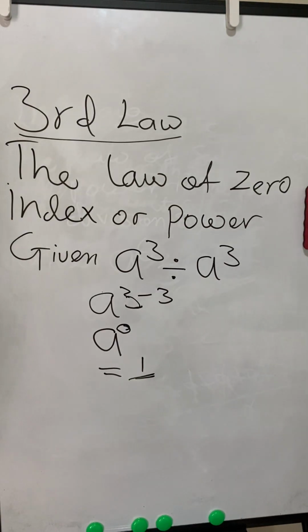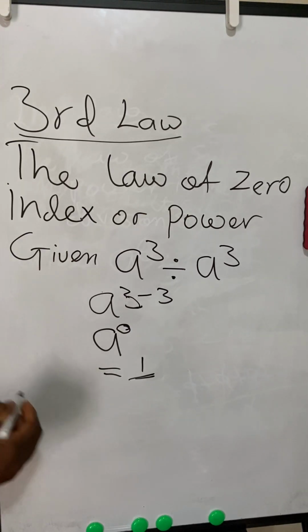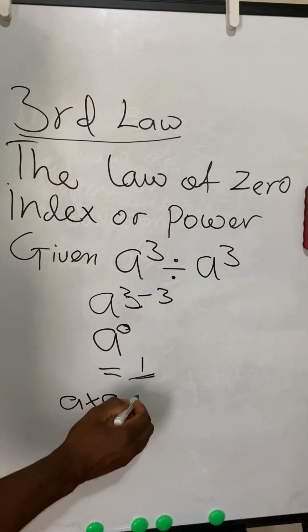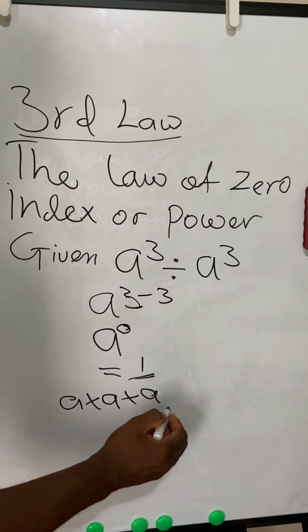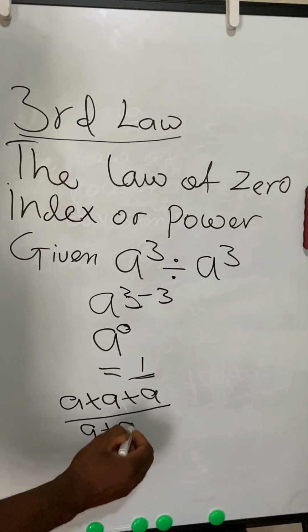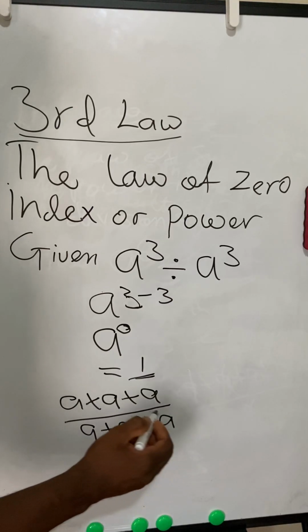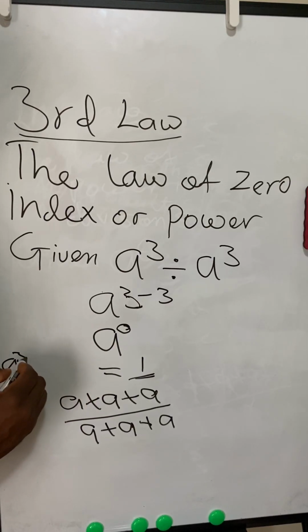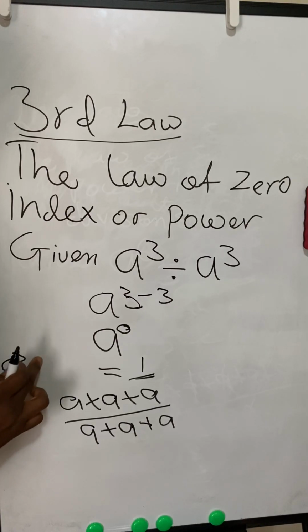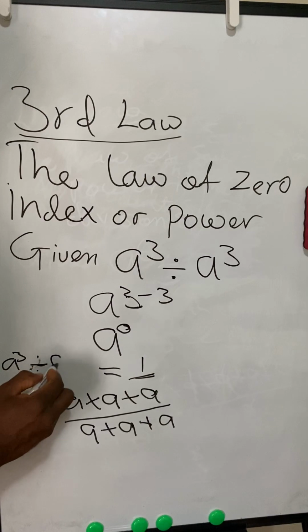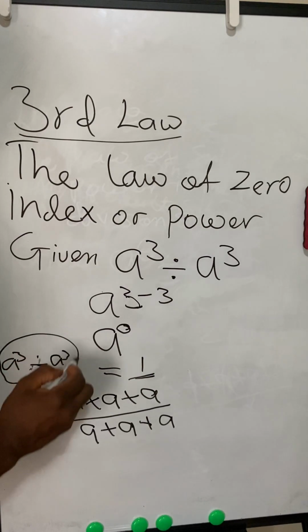I'm going to prove this further by using the long method of expanding the exponent. So I'm going to have a times a times a. The division sign comes, so I'm going to have another a times a times a. What gave birth to this is a to the third power divided by another a to the third power. That's what gave rise to what we're doing right now.